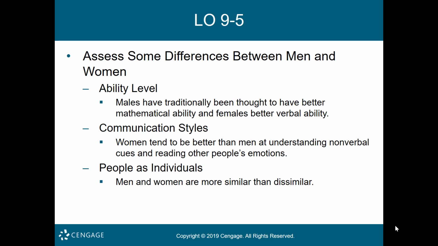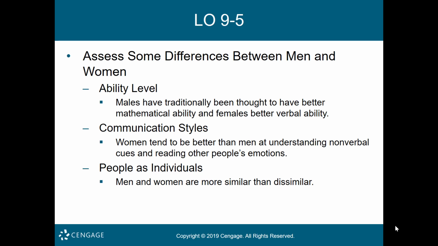Learning objective 5: Assess some differences between men and women. Although there are no differences between male and female in terms of intellectual ability or IQ, there has been heated debate for many years regarding differences in males' and females' verbal ability. Males have traditionally been taught to have better mathematical ability and females better verbal ability.